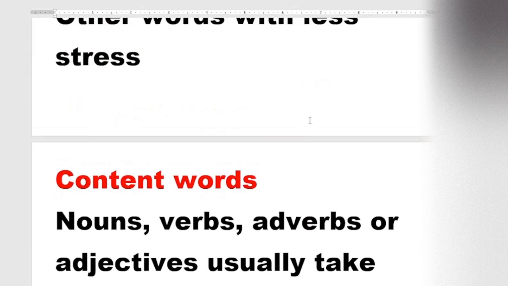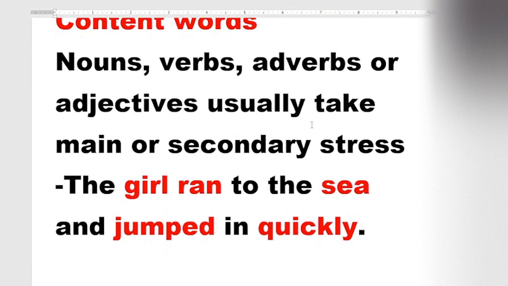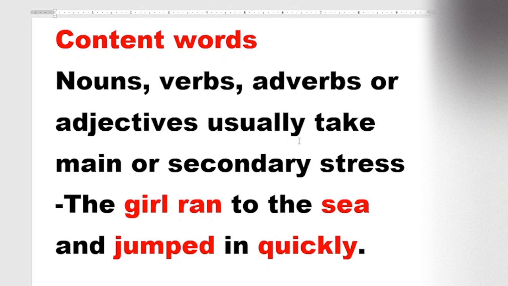Stressed words are content words like nouns, verbs, adverbs, or adjectives. They usually take main or secondary stress. For example, the girl ran, she jumped quickly. They are content words. Girl is a noun, ran is a verb, she is a pronoun, jumped is a verb, and quickly is an adverb. They take stress here. I may stress one word as the main stress. For example, the girl ran to the sea and jumped in quickly. I'm stressing girl as the main stress, and ran, jumped, quickly as secondary stressed words.